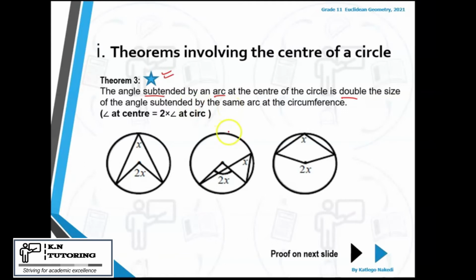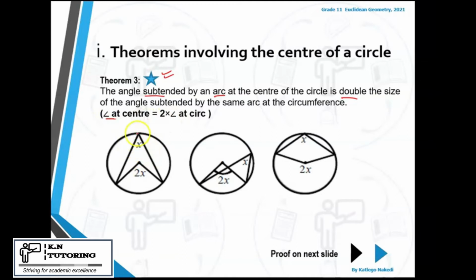Again, grade 11, grade 12. If you don't know what an arc is, if you don't know what subtends means, if you don't know what a circumference is, please make sure that you watch video number 1, where I dissected, I did not bisect, but I dissected a circle. I cut the circle into different parts to show you what is an arc, what is a chord, what is a radius, and so forth. Okay, so the summary of this says angle at center is twice the angle at the circumference.